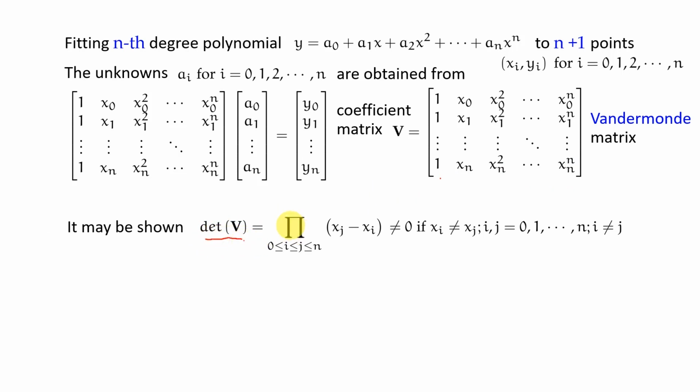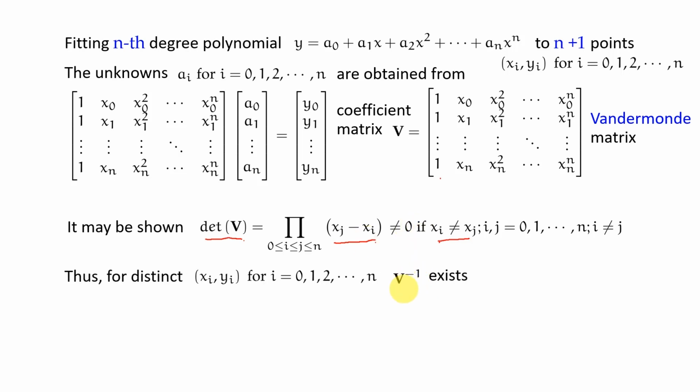If you find it, you will see that the determinant will be the product of (xj minus xi), and this will be a non-zero number if xi and xj are different for all i and j, and that is an assumption we have taken initially. Which means if xi and xj are unequal, then this determinant is non-zero. And if the determinant is non-zero, that means V is a non-singular matrix and V inverse actually does exist.